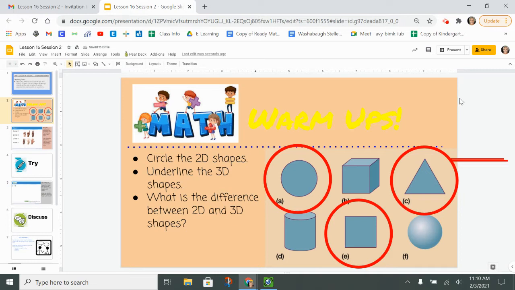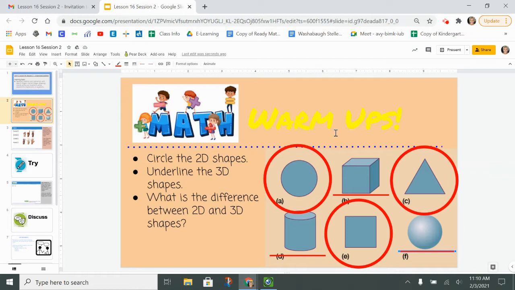Now we're going to underline the 3D shapes. Remember to say the name. Let's see. How about this one? What's the name of this one? Excellent. Cube, and cylinder, and the last one, sphere. Good. What's the difference between a 2D shape and a 3D shape?